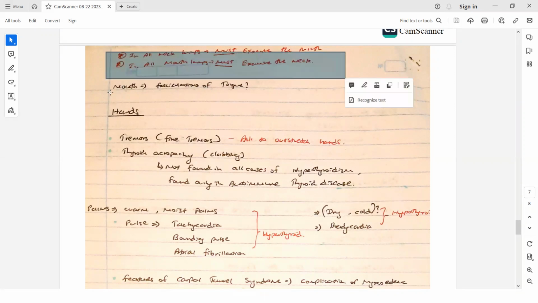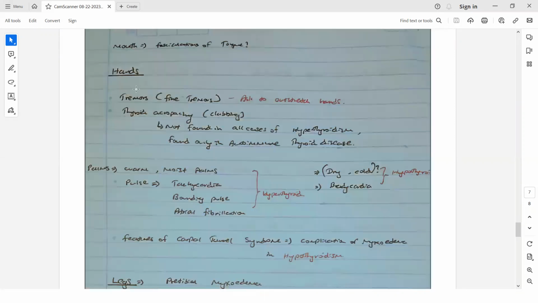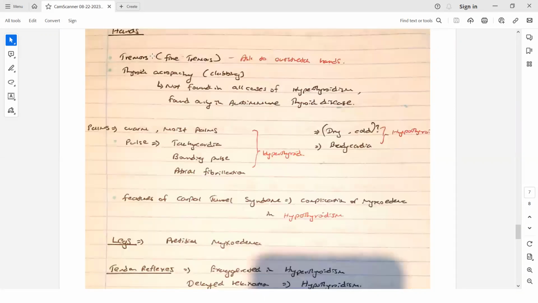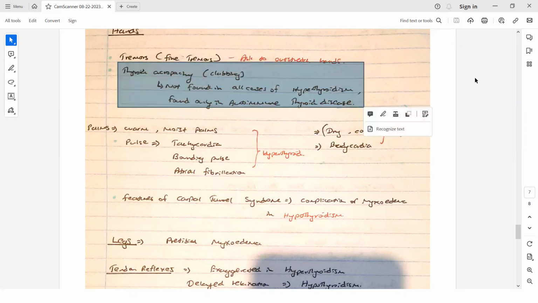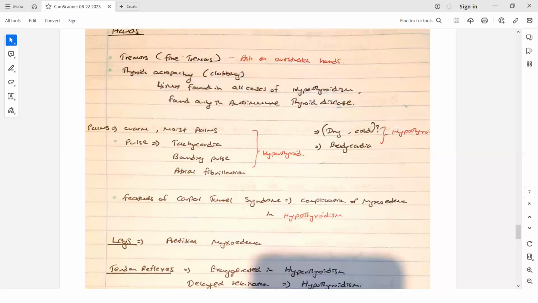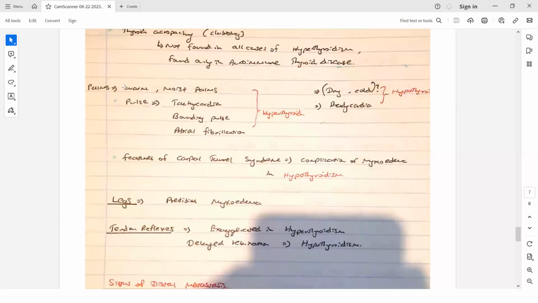In the hands, you need to check for tremors, fine tremors, again in hyperthyroidism. Then thyroid acropachy, or clubbing. This you can see in Graves' disease. So quickly check for tremors, quickly check for clubbing. Feel the palms, whether they are warm and moist. Feel the pulse for tachycardia or irregular pulse in hyperthyroidism.